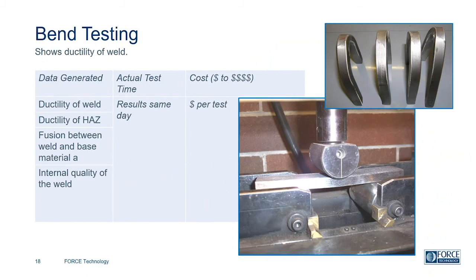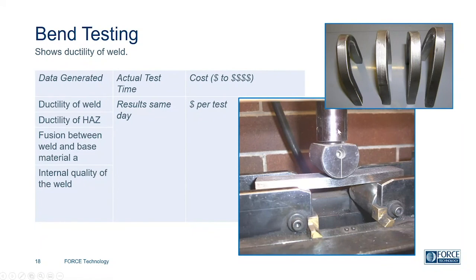Another test, which is also used often for weld qualification, is the bend test. It's also a relatively cheap test. The results can be done on the same day, and it's also possible to do this on site. The idea is that you take a welded sample and you produce a rectangular section. That rectangular section is then bent either around a former, or in this case by this attachment. We get a bend.